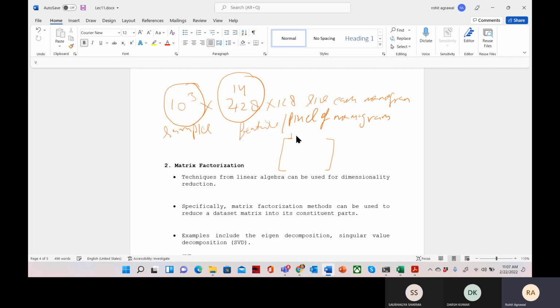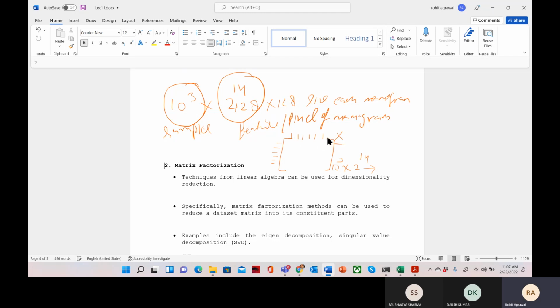These columns are called the features, and these are called the samples. Clear? So for this example, 10 to the power 3 into 2 to the power 14 will be the matrix size x. Okay, this is our x.